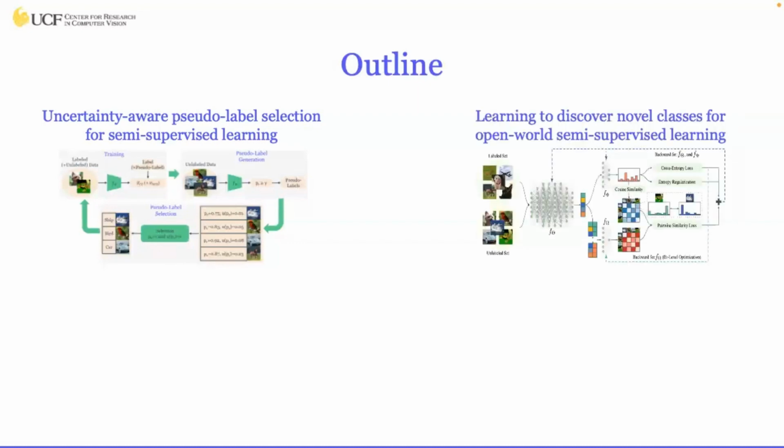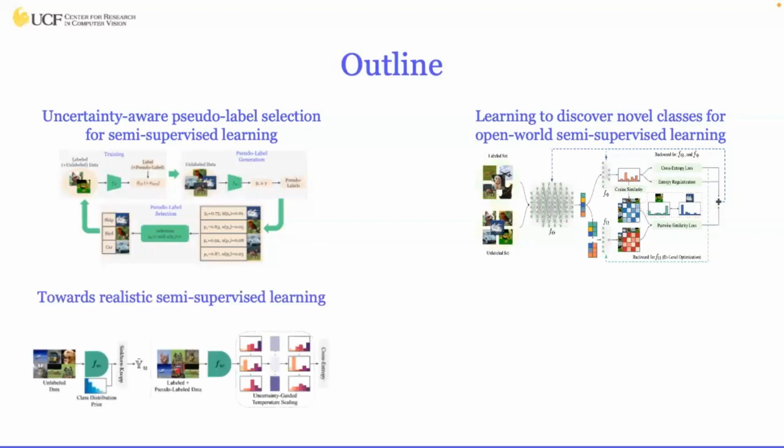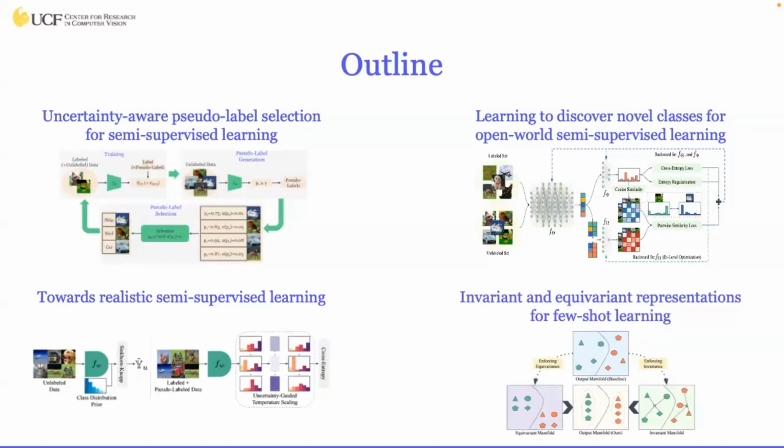In the next work, we'll extend semi-supervision to uncurated open world setting, and I'll talk about our work, which is learning to discover novel classes for open world semi-supervised learning. The third work, we propose an improved solution for open world semi-supervised learning titled Towards Realistic Semi-Supervised. Finally, we'll focus on few-shot learning and talk about our work, which is invariant and equivariant representations for few-shot learning.